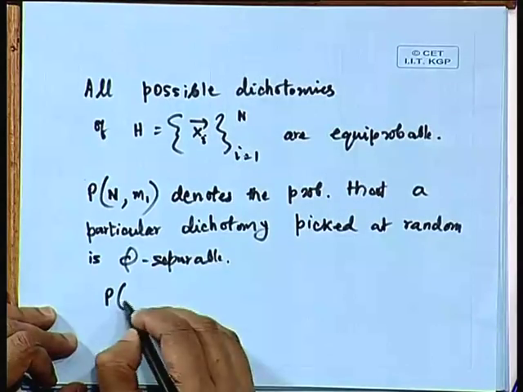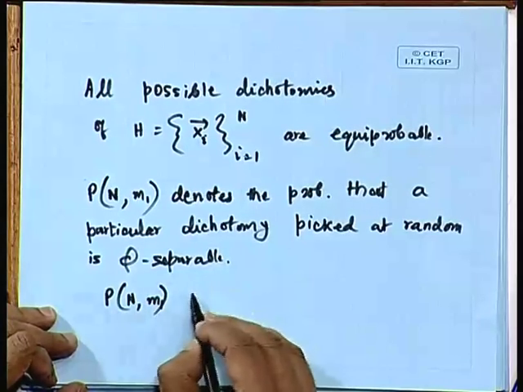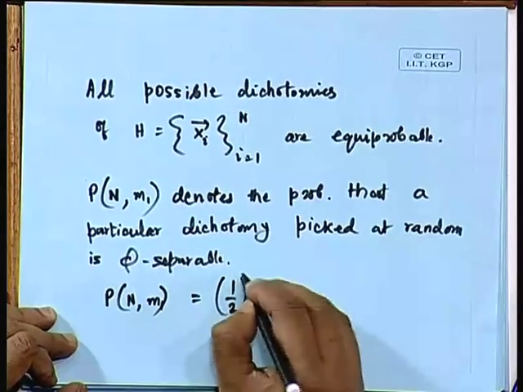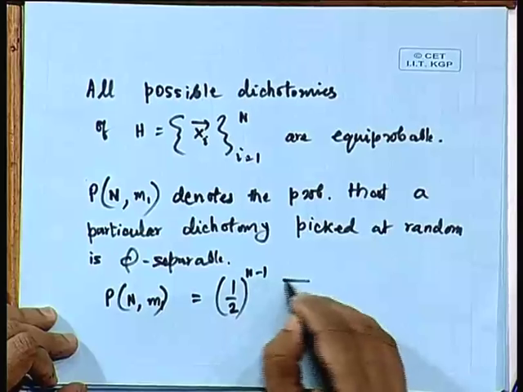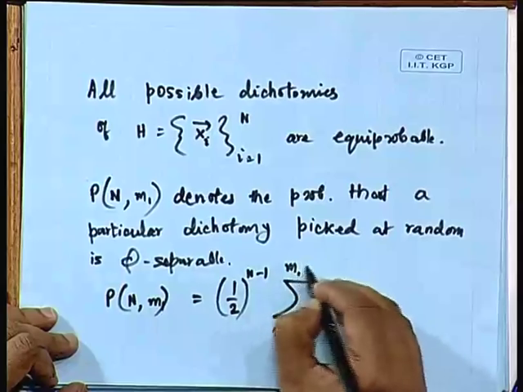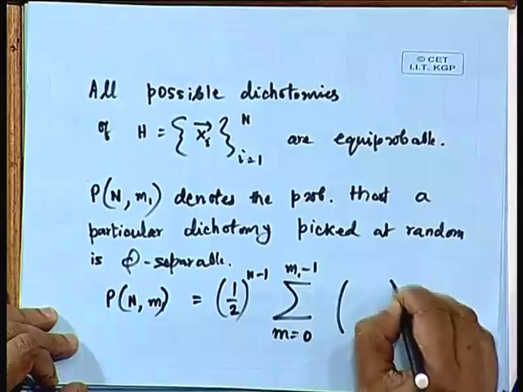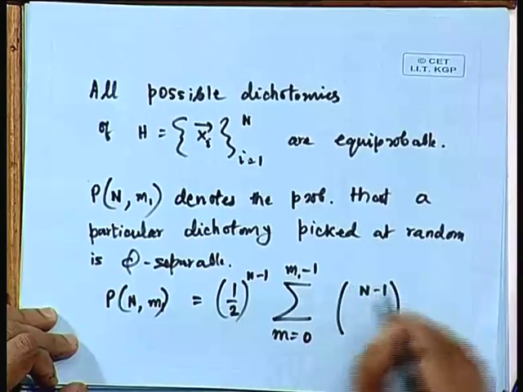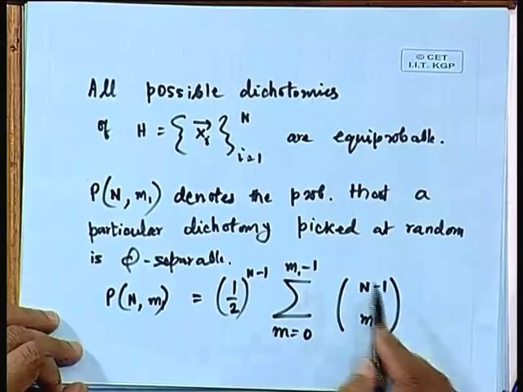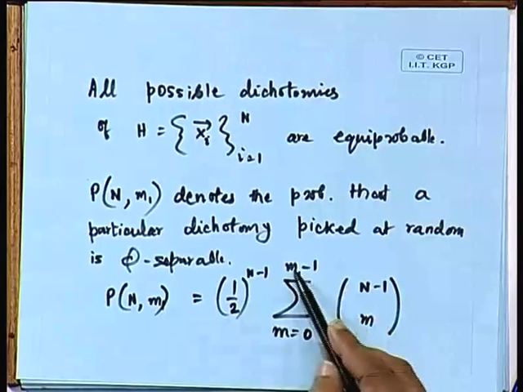The proof of that is very much involved, and we are not giving that; we are directly giving the result. The probability in m1 is given as (1/2) to the power n minus 1, summation m is equal to 0 to m1 minus 1, of the combination n minus 1 choose m. So, this is the probability, and now you look at this equation.